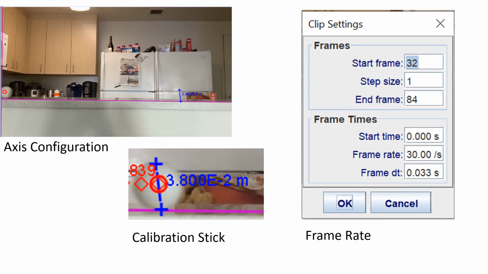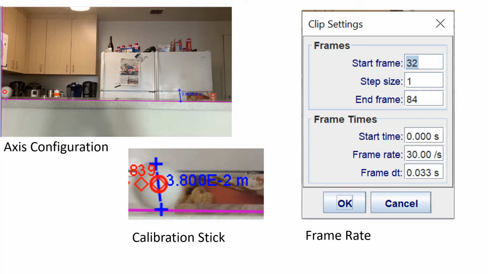After recording and uploading the video of the rolling ping pong ball, the video was uploaded into Tracker where an axis was set in alignment with the motion of the ball. The frames per second were set to those of an iPhone camera, which was found to be 30 frames per second, and the distance was calibrated using a calibration stick.